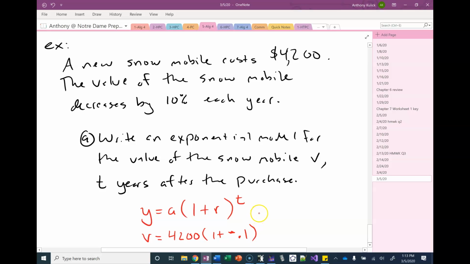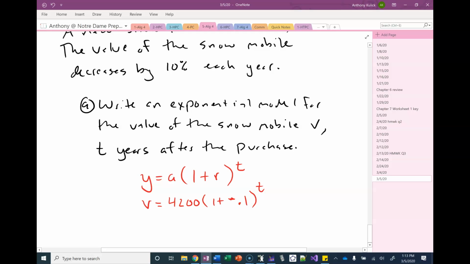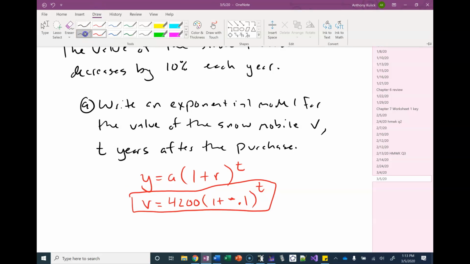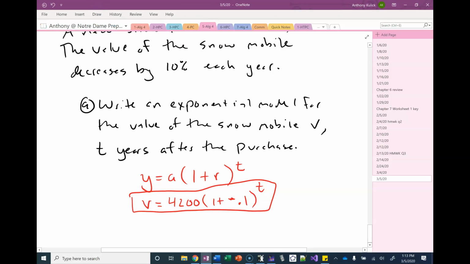Okay. And then for time, we're just using t. So here's my model. Is everybody happy with this?